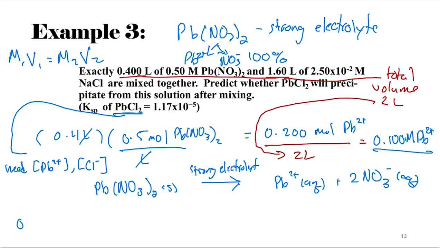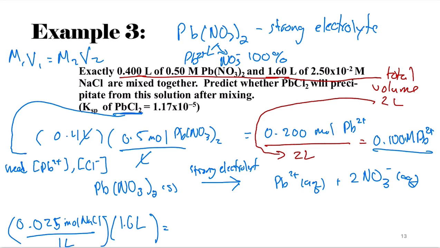So we have 0.025 moles NaCl per 1 liter times our original volume, which is 1.6 liters. That gives us our moles of sodium chloride, which is 0.025 times 1.6, 0.04 moles of sodium chloride.